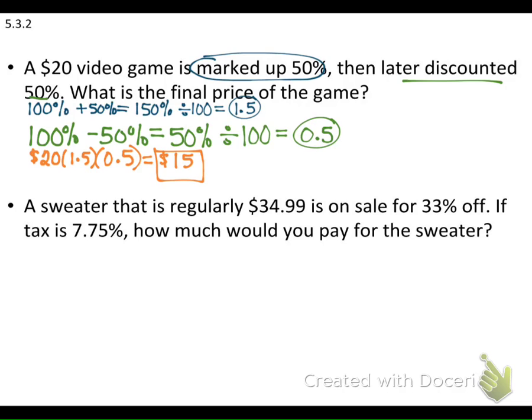Okay. Well, we're going to talk about sweaters again. So, a sweater that is regularly $34.99 is on sale for 33% off. If the tax is 7.75%, how much will you pay for the sweater? So I'm just going to bounce around the room. When I call on you, you're going to tell me what I do. So we're going to start with Joey.